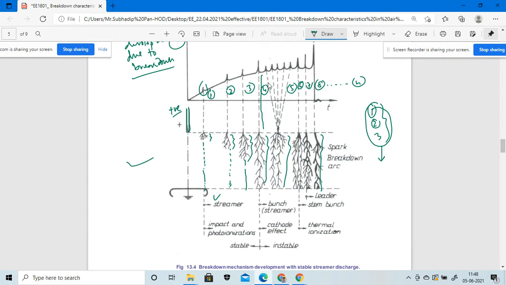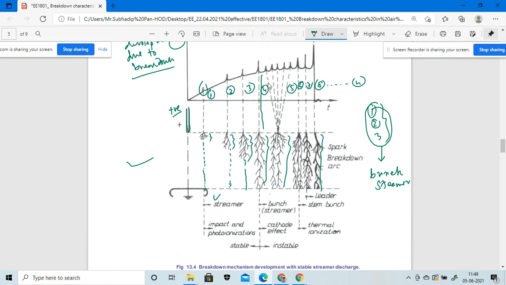So there will be several branches in this streamer corona, or the streamer discharge, we can say. So there must be a bunch type of structure. So it should also be called a bunch streamer, right? Here we can see there will be the effect of a cathode, right, not the anode.